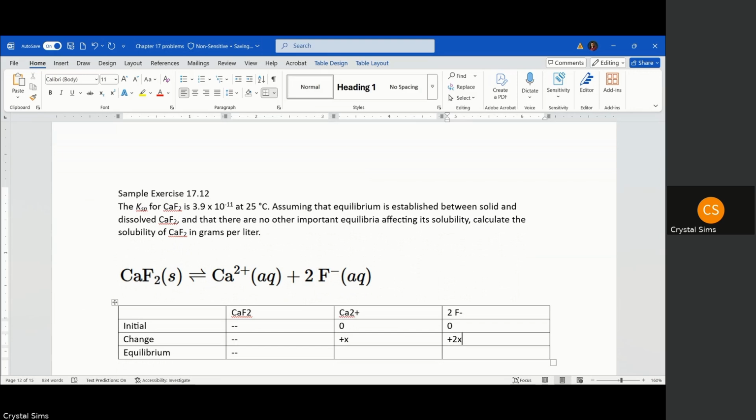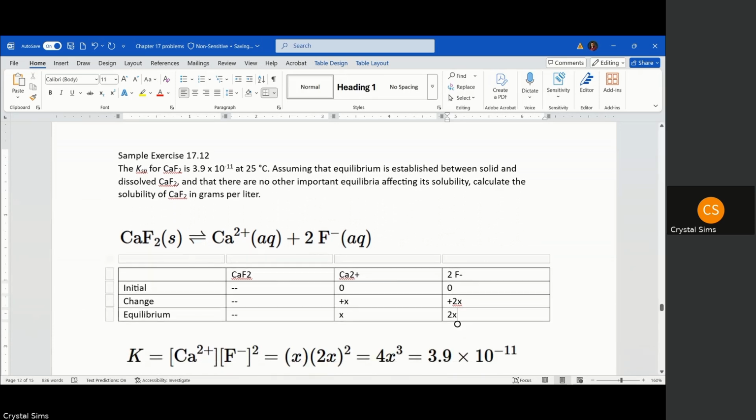change by 2X. So like I mentioned before, these coefficients are going to be very important. We do have to consider them in looking at the change that's going to occur in our equilibrium expression here. So then we have X for the calcium ion and 2X for the fluoride ion. So let's look at our expression for KSP. So here's KSP. We're in that 1:2 ratio, 1 calcium ion for every 2 fluoride ions.